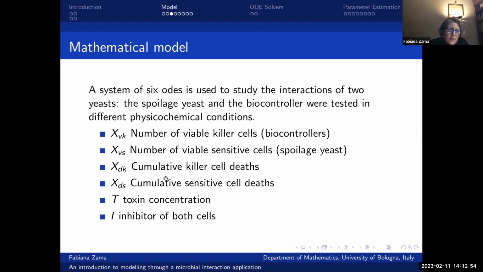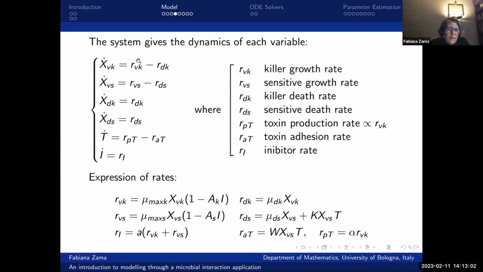So at the end, these are the equations that are necessary to describe this process. Basically, the evolution in time is explained by the difference between the rates in killer growth and the sensitive growth. So we have the rate of the viable killer and growth and death, the same for the sensitive.